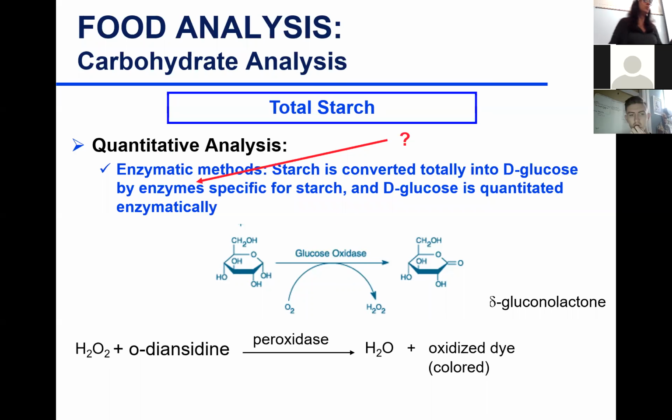So when I ask you in an exam, what are the enzymes involved in total starch analysis? So the correct answer would be all four of the enzymes: the alpha amylase, the glucoamylase, the glucose oxidase, and peroxidase. Okay, so all of these enzymes are involved in the analysis of total starch. So first set of enzymes are involved in the breaking of starch to glucose units. And the second set of enzymes is used for the actual detection of glucose.